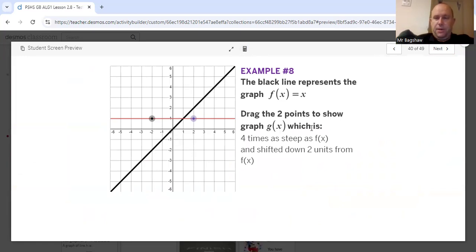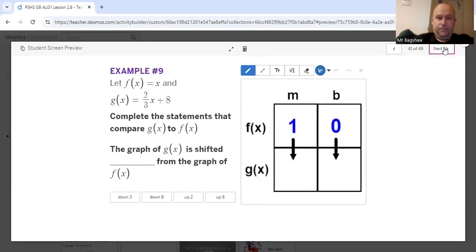Drag the 2 points to show the graph which is 4 times as steep and also shifted down 2 units. So let's do the shifted down part first. So instead of starting at 0, I want to move this down 2 places. And as we know, the slope of this is 1 because it's 1x. If I'm going to make it 4 times as steep, that means I want a slope of 4, which means I'm going to go up 1, 2, 3, 4. And then don't forget to make it into a fraction by going over 1. And you can see that this is a self-checking exercise, and that would be the correct answer.